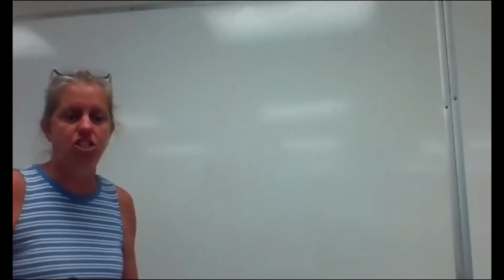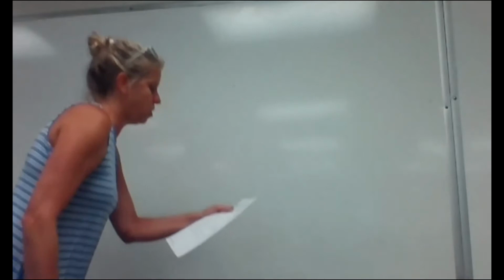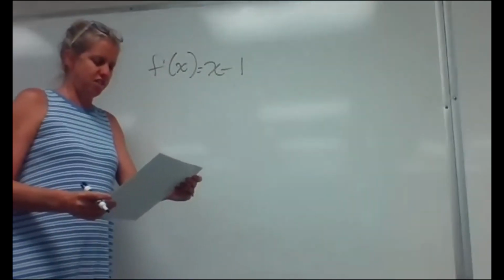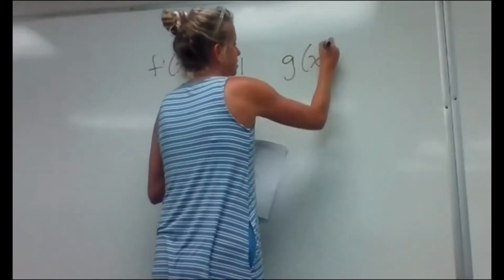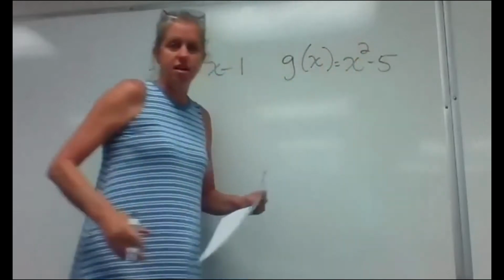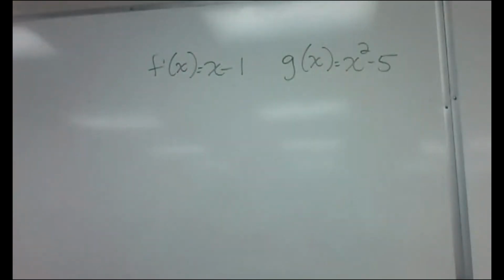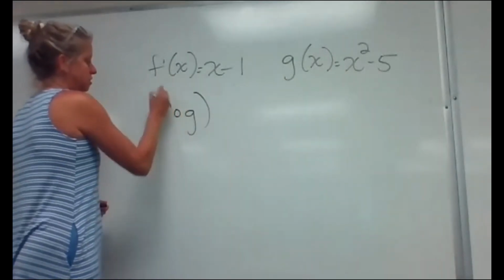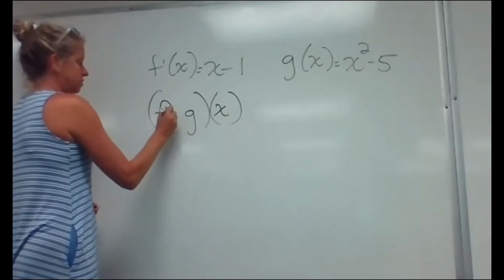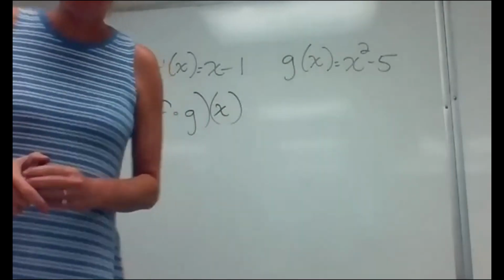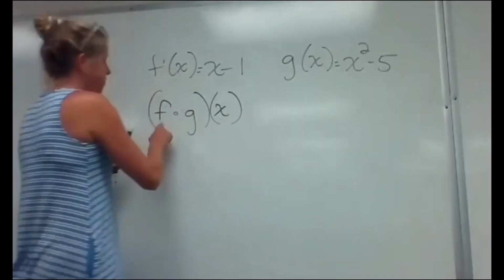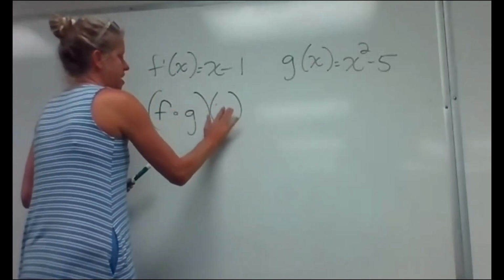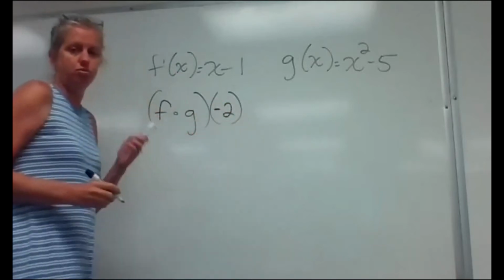It's still going to give us two functions. Like number one says, let f of x equal x minus 1, and g of x equals x squared minus 5. And it wants us to find what's called f of g of x. It looks like it says fog. Okay, so when it's asking us to find the composition of function, f of g of x. Oh, wait, it's not x. It's -2. Sorry. My bad. f of g of -2.